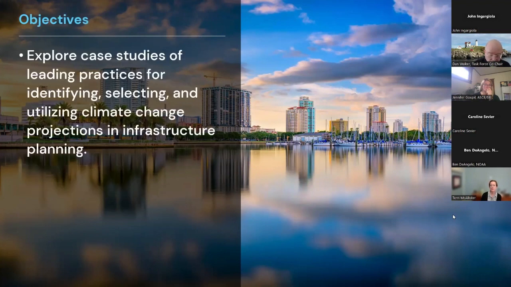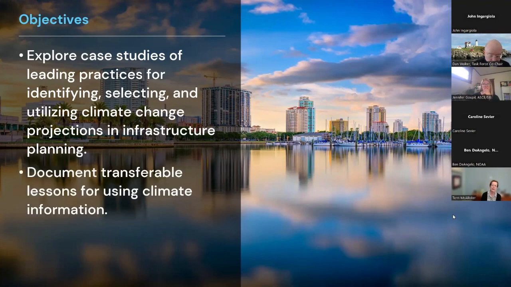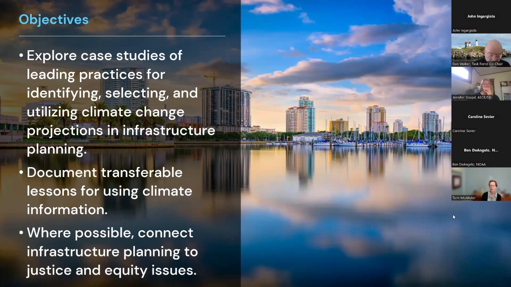And so the objectives then were to explore case studies of leading practices, to help us understand how climate change projections are being used in infrastructure planning, and then to document these lessons for using climate information. And I'm not going to focus on it today, but where possible, we also tried to explore the topic of how planning is addressing justice and equity issues as part of this climate work.